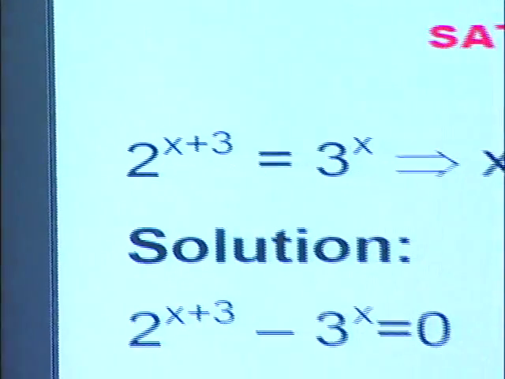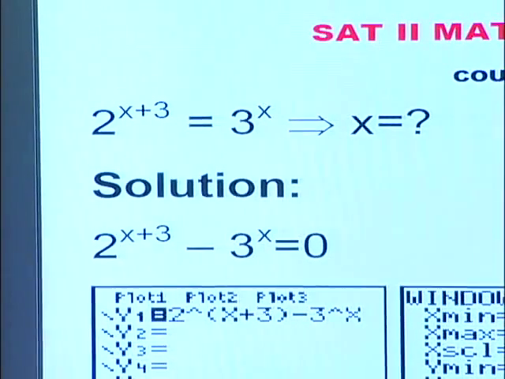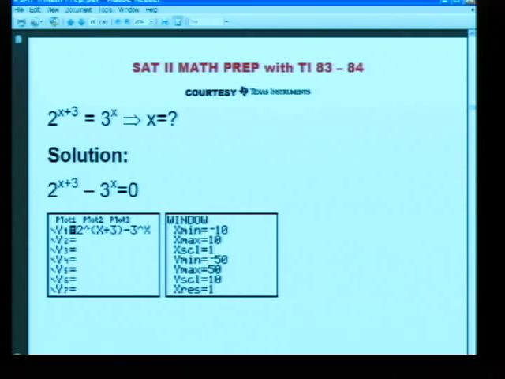Again, if we were to solve this equation with logarithms, we would take the logarithm of both sides. But with this approach, we don't need to remember any logarithms. We just input left-hand side minus right-hand side. We sketch the graph and find the x-intercept.